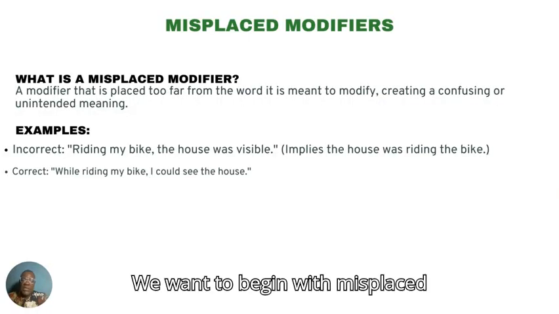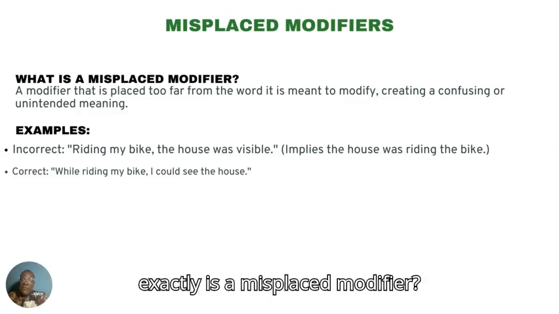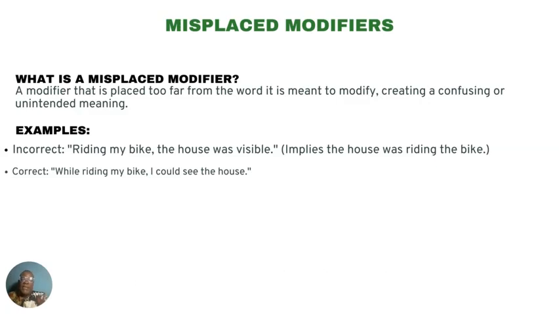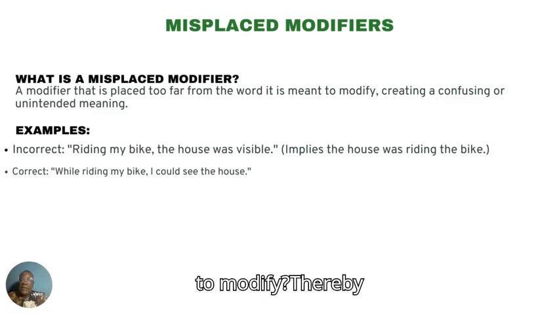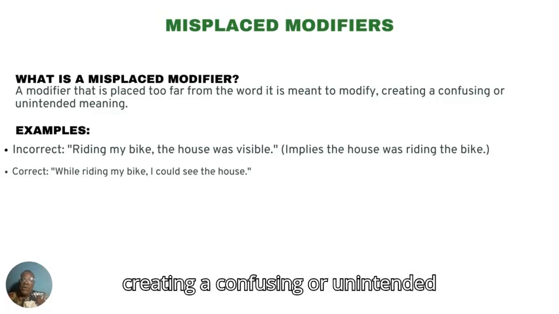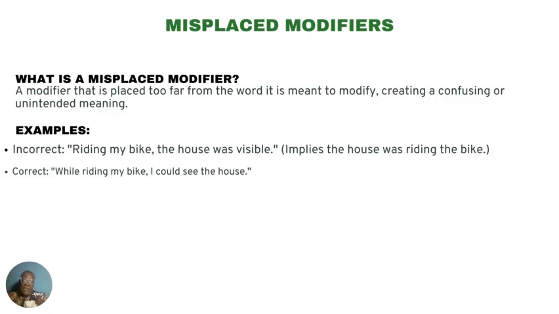We want to begin with misplaced modifiers. What exactly is a misplaced modifier? A modifier that is placed too far from the word it is meant to modify, thereby creating a confusing or unintended meaning. That is a misplaced modifier. Let's look at examples.